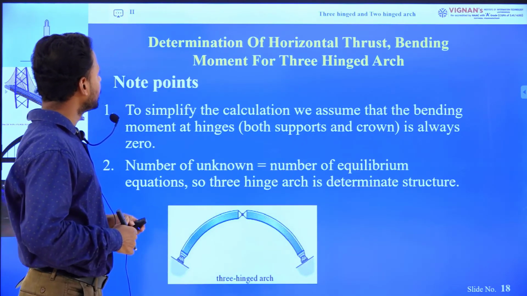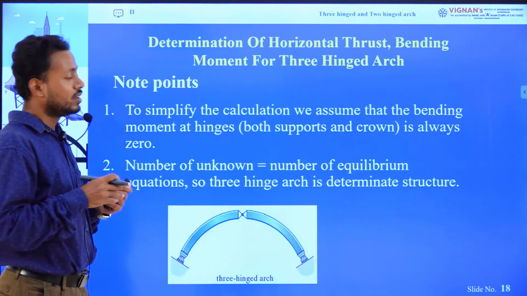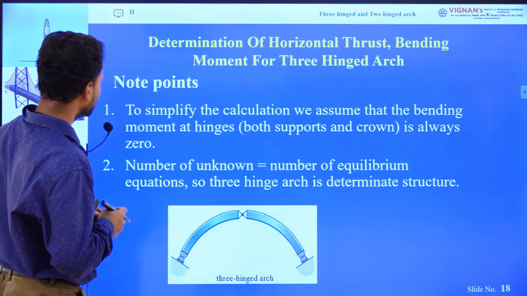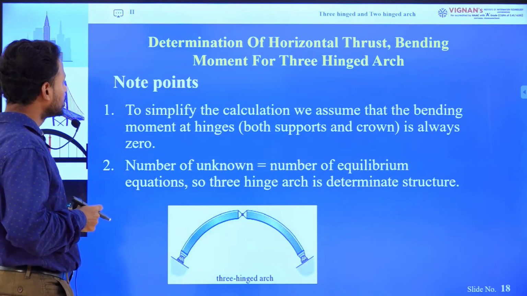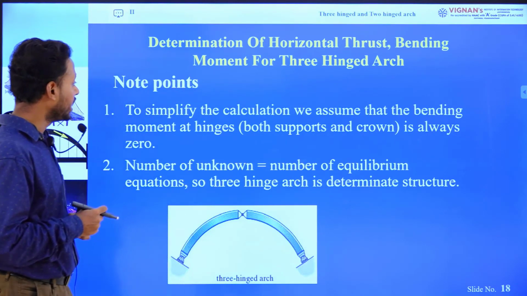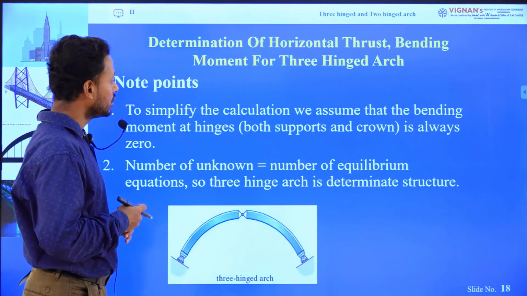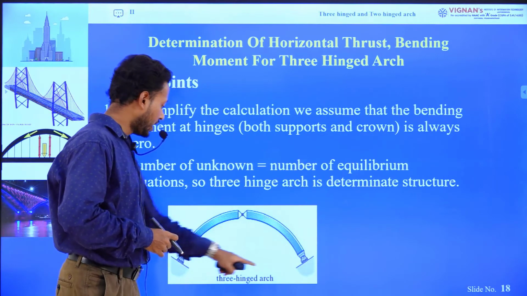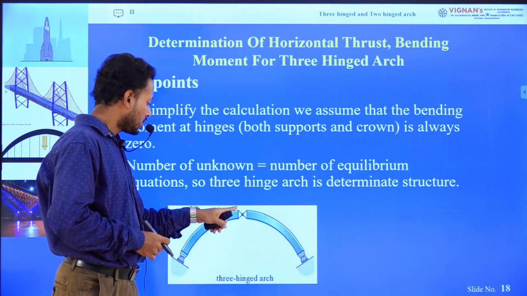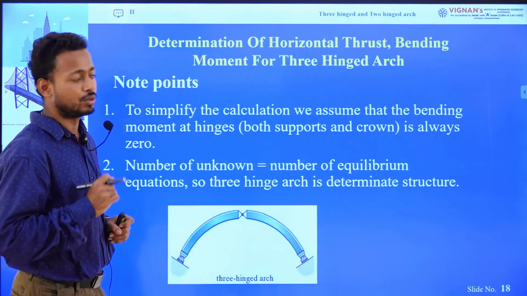Let's derive the horizontal thrust and bending moment of a 3-hinged arch. So this is a 3-hinged arch. Now please note that to simplify the calculation, we will assume that the bending moment at the hinges, both supports and crown, is always 0. This is a hinge support, and this is also a hinge provided at the crown of the 3-hinged arch. So at these three points, the bending moment will be 0.